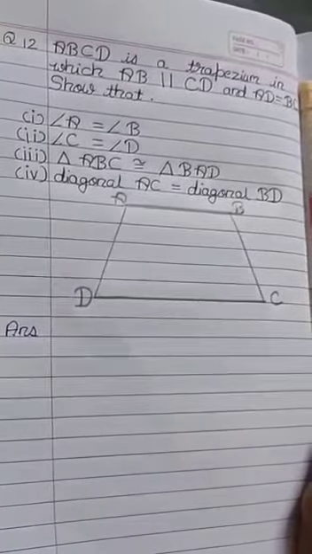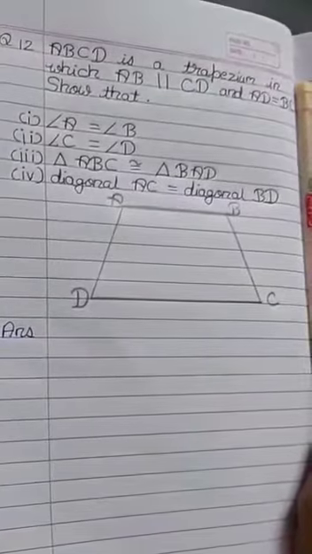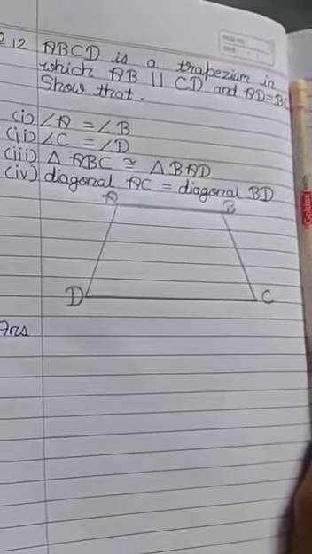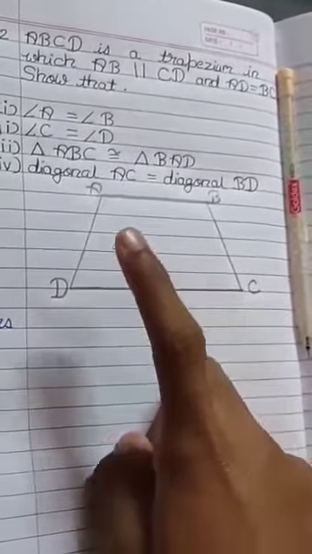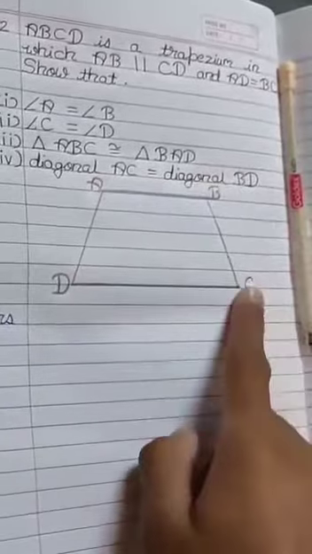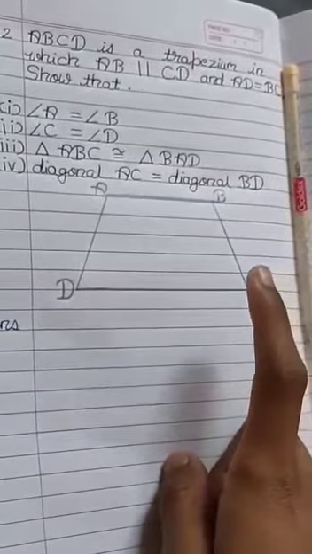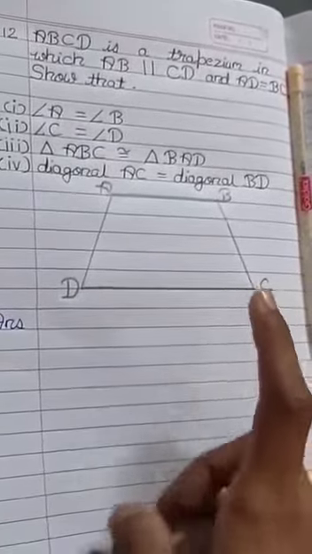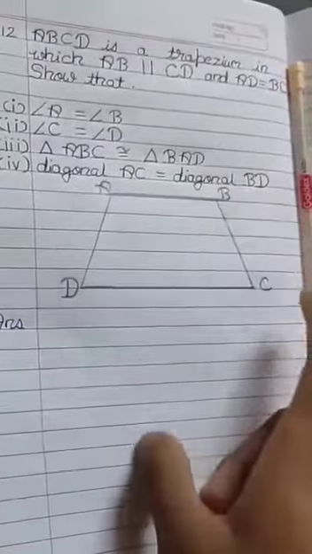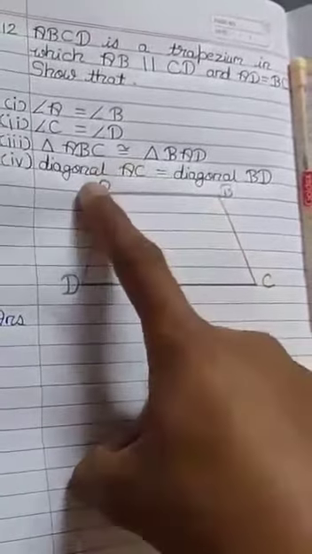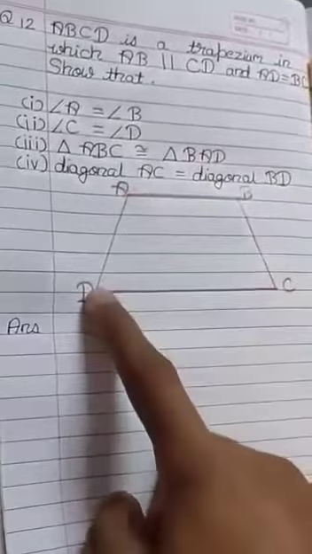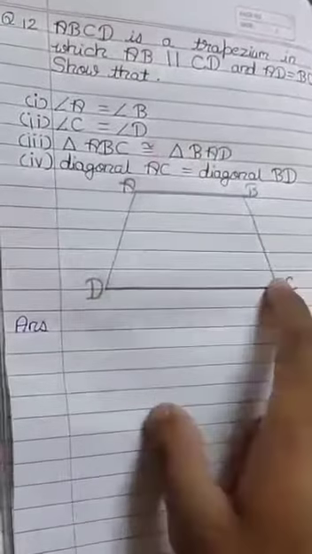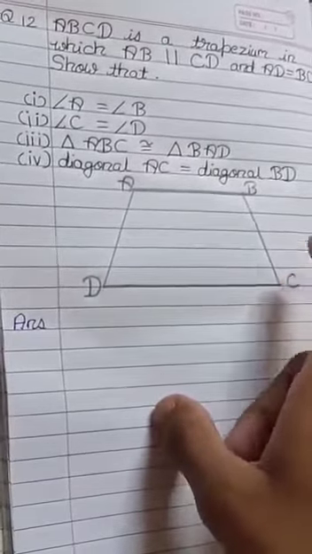Today I am going to discuss question number 12 of exercise 8.1, chapter 8, quadrilaterals. As we can see, this is a trapezium in which AB is parallel to CD and AD is equal to BC, and we have to show that angle A is equal to angle B, angle C is equal to angle D, triangle ABC is congruent to triangle BAD, and diagonal AC is equal to diagonal BD.